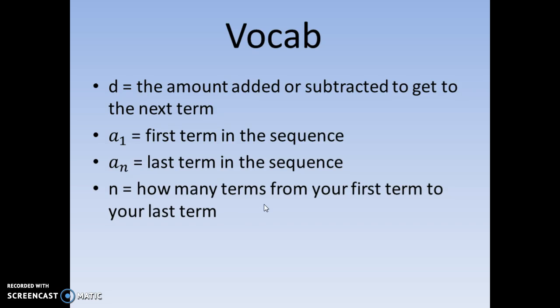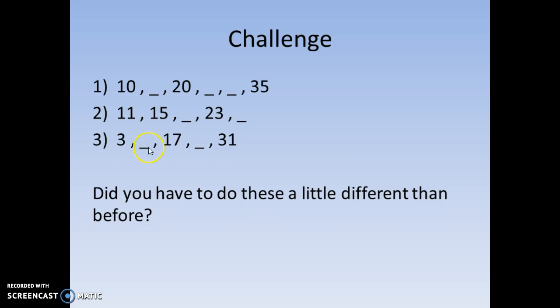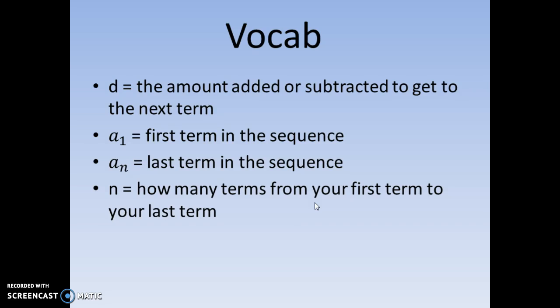So how many terms do we have all together? So I go back to this one. If we went all the way to 31, aren't there 5 terms? So there's 1, 2, 3, 4, 5. So wouldn't our n be 5 for your last term? The last term specifically would be a sub 5. That's your 5th term. Sounds good?